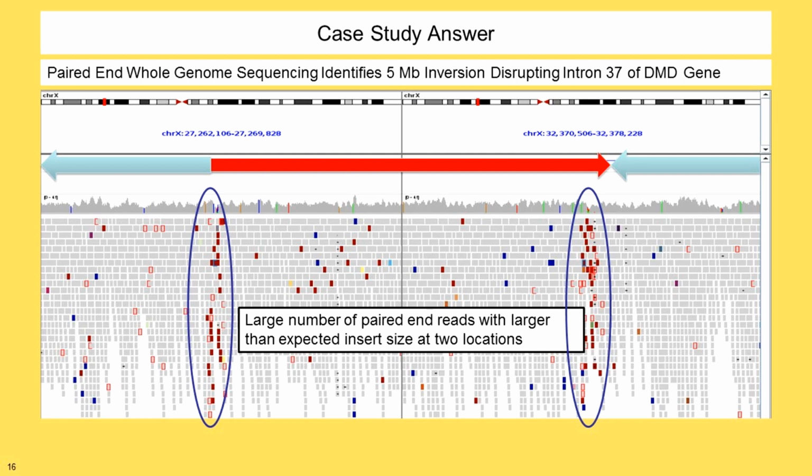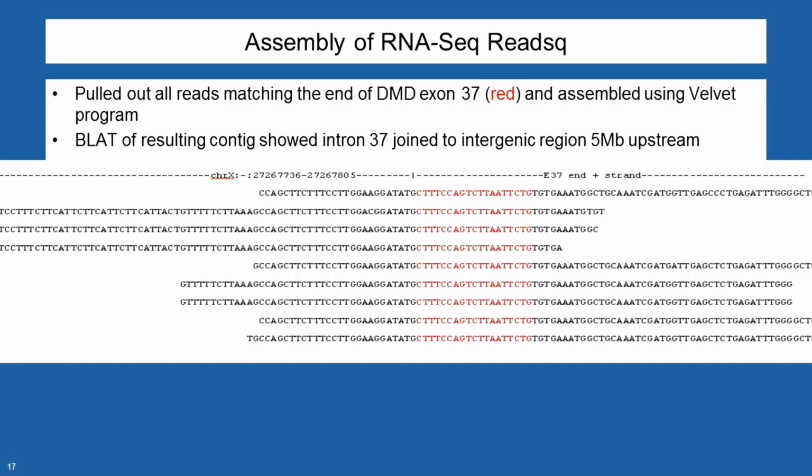Copy number neutral. The left end happens to be within intron 37 of the DMD gene, and the other end is 5 million bases away. So it breaks the DMD gene. It makes it impossible to make the right transcript. And indeed, you have a transcript that's made through exon 37, but no further. This is an example of what the RNA sequencing reads look like to get at that issue.